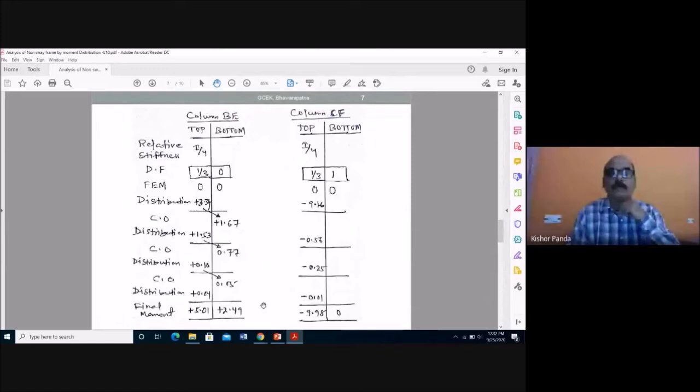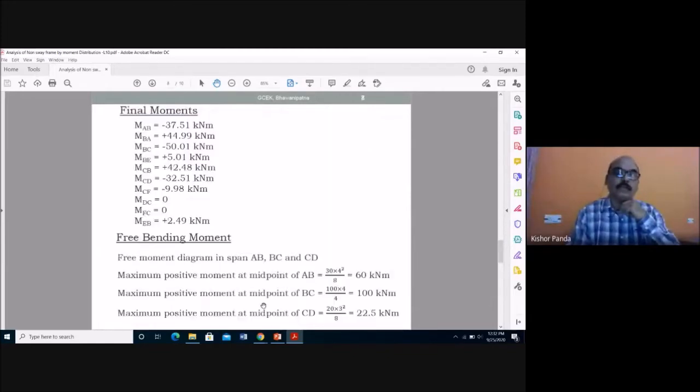So then what is the next step? This is the final moment. MAB is minus 37.51 kilonewton meter, MBA 44.99, MBC minus 50.01, MBF 5.01, MCB 42.48, MCD minus 32.51, MCF minus 9.98, MEC 0, MFC 0, and MFB plus 2.49 kilonewton meter. Then you have to draw the bending moment diagram.